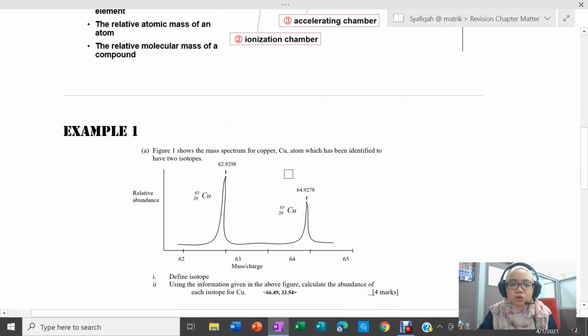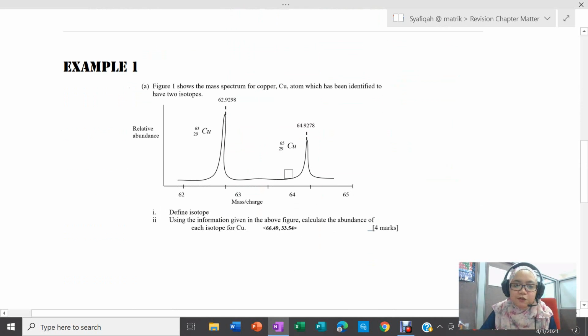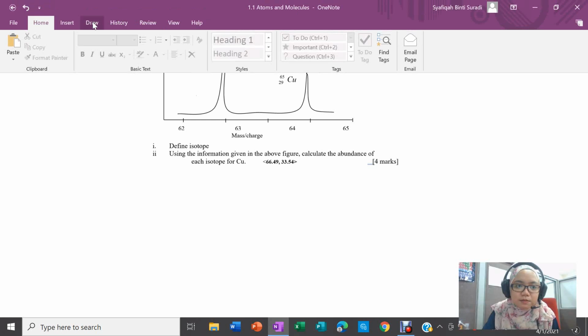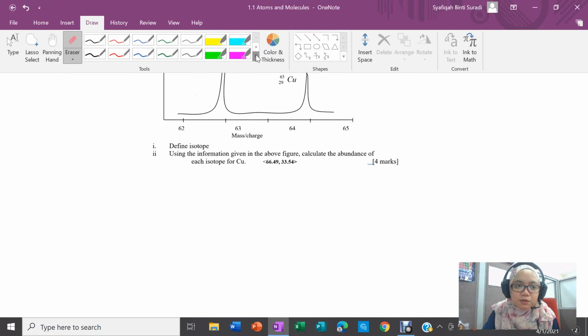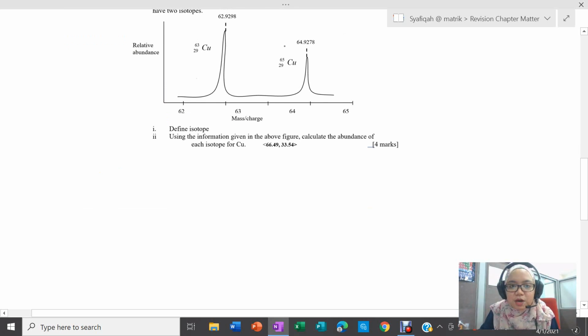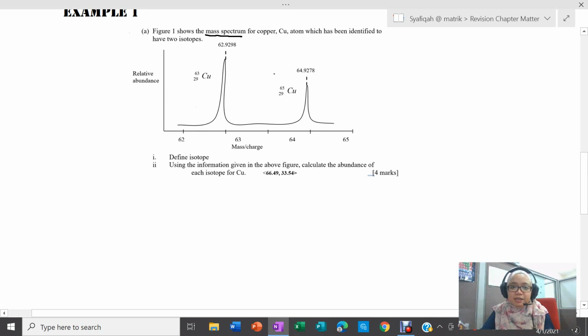So let's go to example number 1. It says that figure 1 shows the mass spectrum for copper, an atom which has been identified to have 2 isotopes. When you look at this mass spectrum, you first need to know how to interpret it.